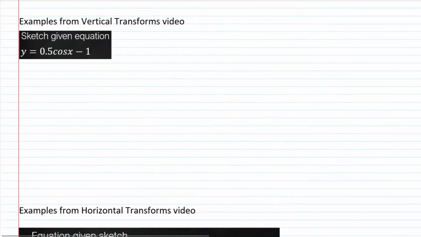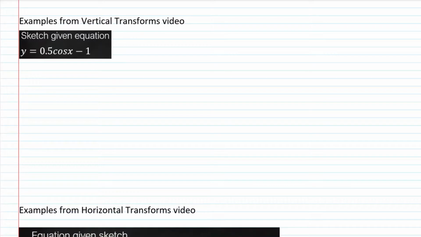So this first question is asking us to sketch the graph given the equation. And we'll make a few notes in regards to the equation first of all. So this number in front here corresponds to change in amplitude, which, since it's less than 1, is a compression. So it'll be shrunk vertically compared to the regular cos graph. And this number at the end here is a vertical shift, and it's a shift downwards because it's negative.